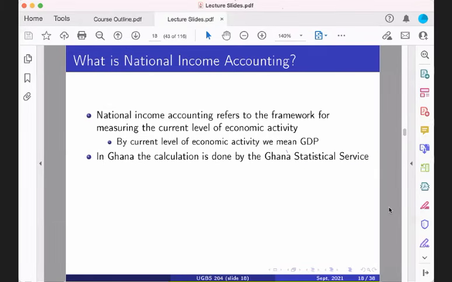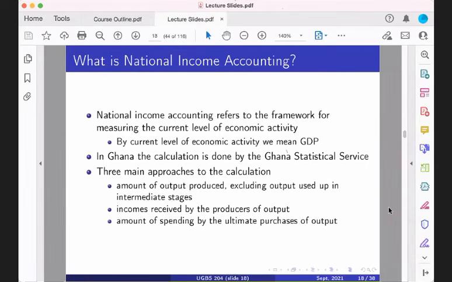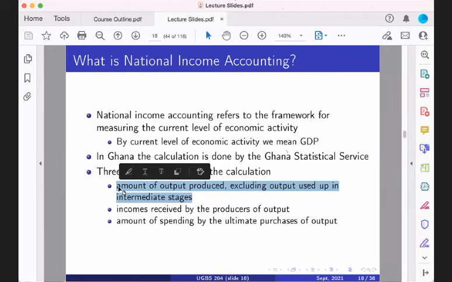In Ghana, the calculation of GDP is done by the Ghana Statistical Service. And there are three main approaches to the calculation of GDP. If you followed the earlier arguments, I was telling you that you could use, so let me just go through the three stages. There is the amount of output produced, excluding output used in intermediate stages. I spoke about this earlier on. For those of you that have read economics before, this is the output or product approach to calculating the GDP.